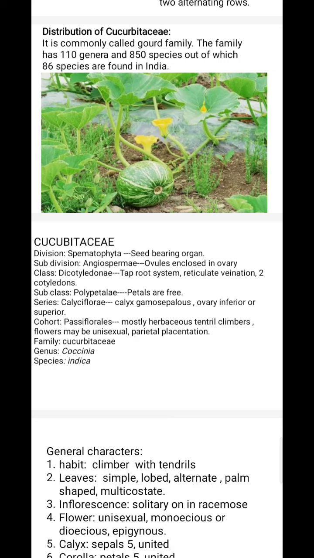The next is the cohort or the order, the Passiflorales. It means these are most of the herbaceous tendril climbers. Flowers may be unisexual and parietal placentation.